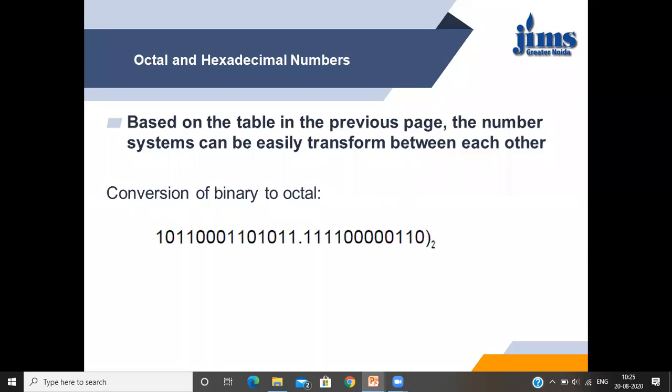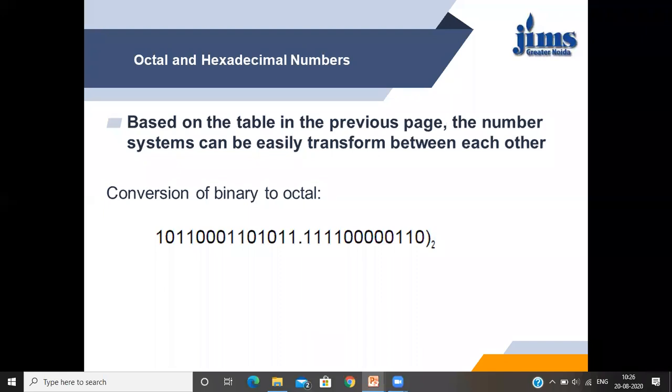Now suppose we have a number 1, 0, 1, 1, 0, 0, 0, 1, 1, 0, 1, 0, 1, 1, 0.1, 1, 1, 1, 0, 0, 0. This is a sequence of binary digits, and we have to convert it into an octal number. To represent an octal number, we require 3 bits, because the base is 8 and 2 raised to power 3 is 8. So here we can find out how many bits are required to represent a particular number.